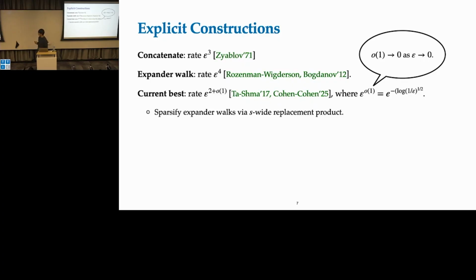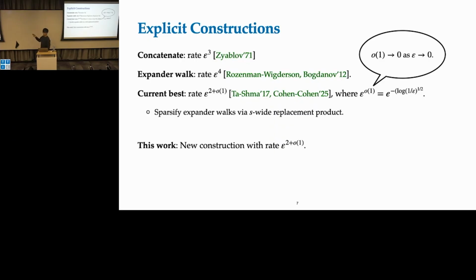And here's a short summary of what Tashma did. It's basically just sparsifying expander walks using something called the S-White replacement product. So today I will not talk about this replacement product at all, and their analysis is a little bit complicated. Instead, I'll talk about our new construction, which also gets this epsilon to the 2 plus little o of 1 rate. And arguably, it's a much simpler construction.